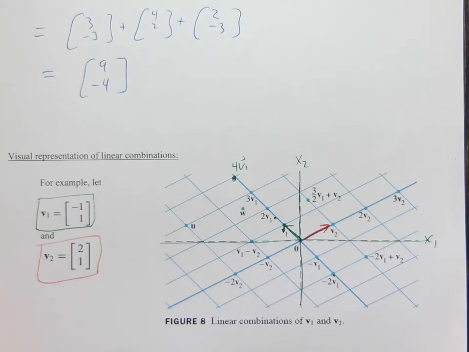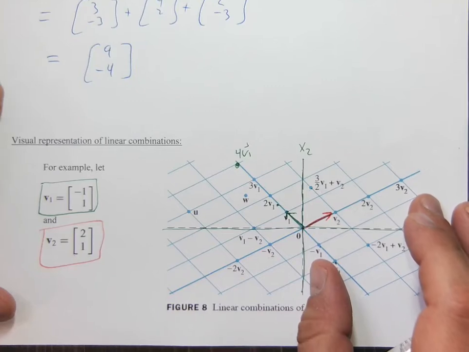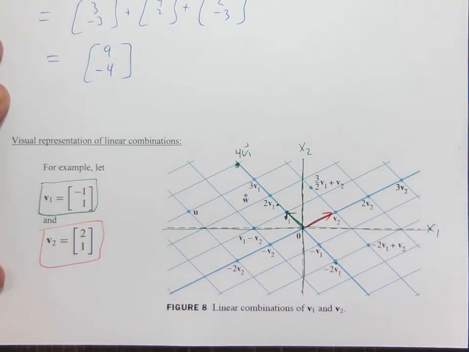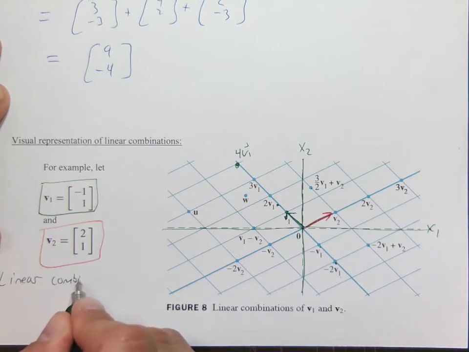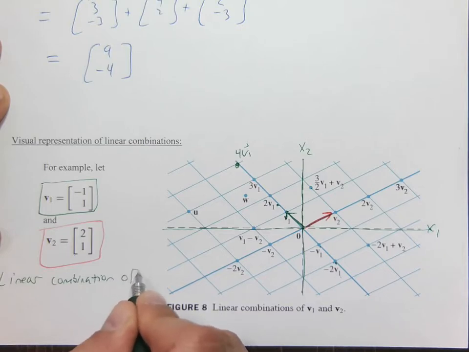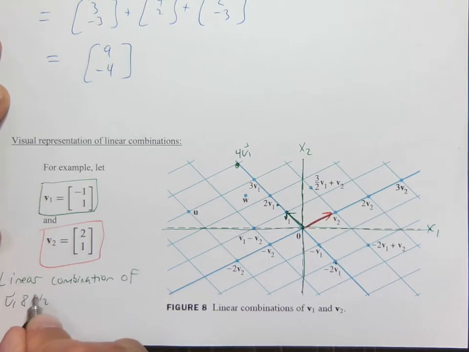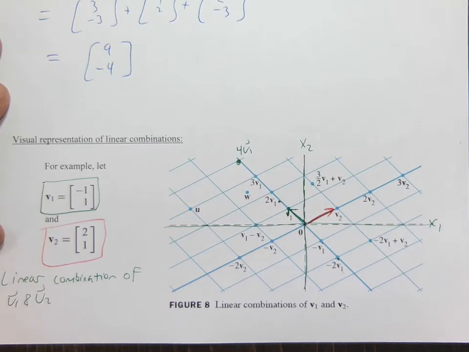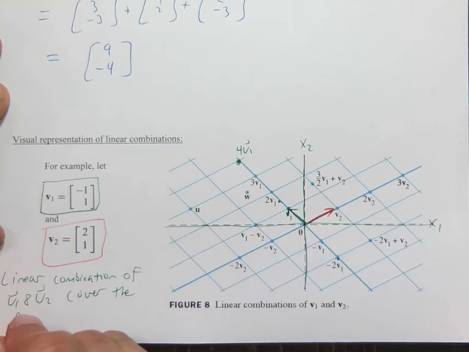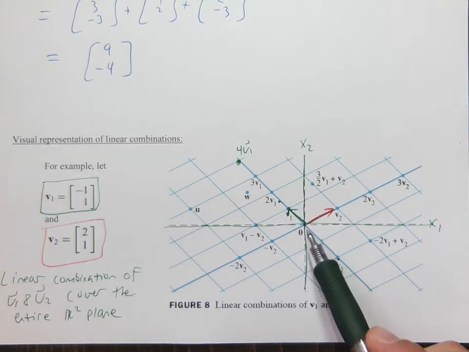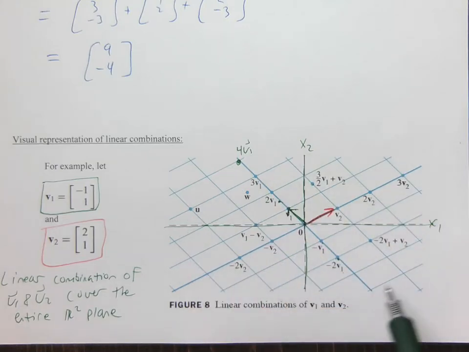Okay? And so, again, very important kind of picture. I'd put this on tests and things like that. And just to be clear about what it's showing: linear combinations of v1 and v2. Right? We've looked at a couple so far. And notice how those linear combinations cover the entire R2 plane. Okay, so if we have two distinct vectors like v1 and v2, we can get anywhere in the R2 plane by taking some linear combination.